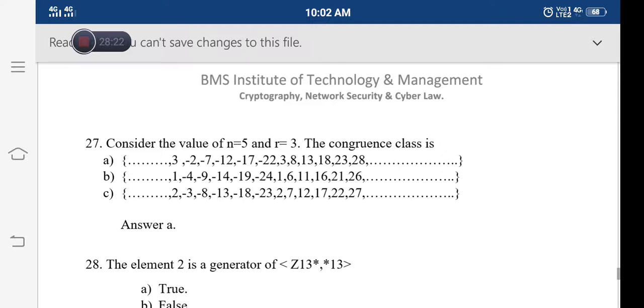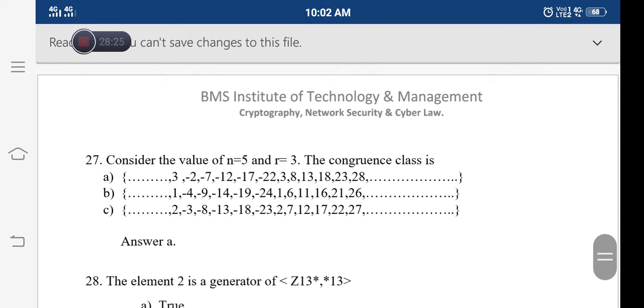Question number 27. So consider the value of n is equal to 5 and r is equal to 3. The congruence class, we have to choose between A, B and C. The answer is A, because here we know the formula for the dividend, that is D is equal to n into quotient plus the remainder. So initially we have to choose quotient is equal to 0, next quotient is equal to 1, next quotient is equal to 2, like that we will be proceeding.